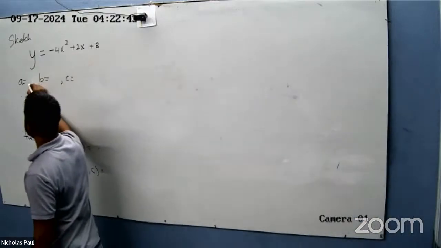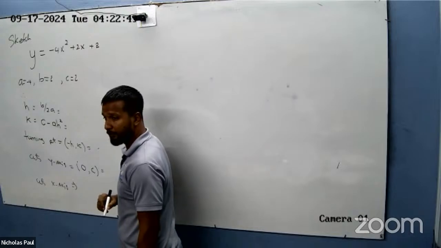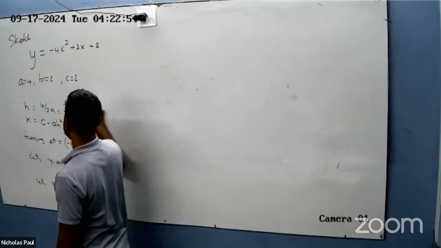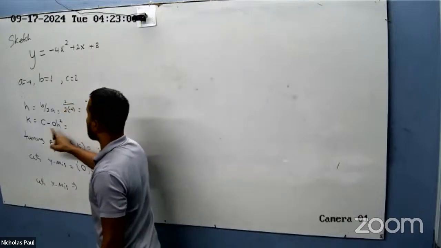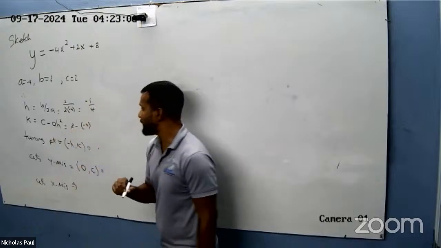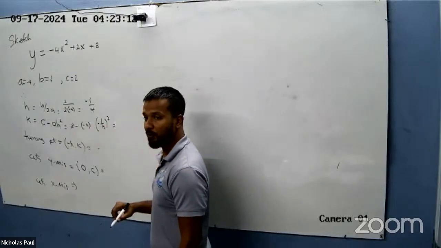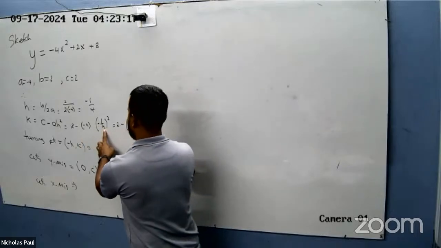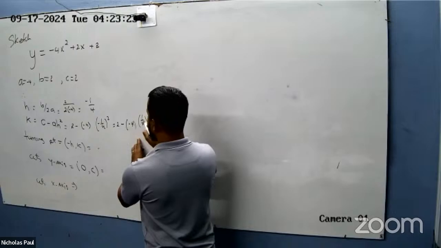Right, so A is -4, B is 2, C is 2. Now H is -B over 2A, so that's 2 over 2 times -4, which gives us -1/4. The 2 will cancel off. Now you have C, which is 2, A, which is -4, and then H, which is -1/4 squared. When you're working this out, -1/4 squared is 1/16. So you multiply 4 into 16, you'll get 4.